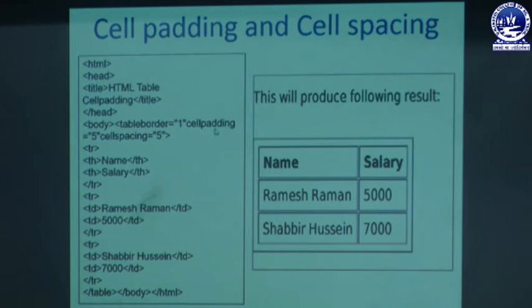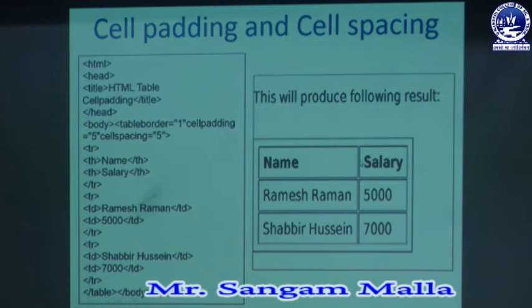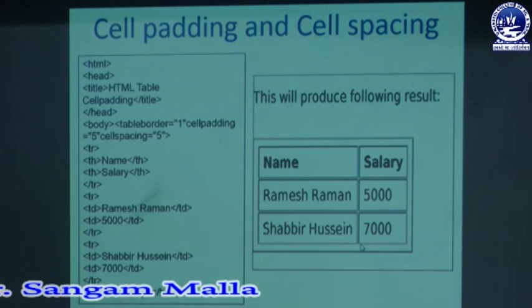So here we have specified two attributes, that is cellpadding equal to 5 and cellspacing equal to 5. As we have discussed, cellpadding and cellspacing are different things. You can see that cellpadding is used to give the distance between the cells, whereas cellspacing is used to give the borders. That means whenever the cell distance increases, automatically the border distance will also increase.